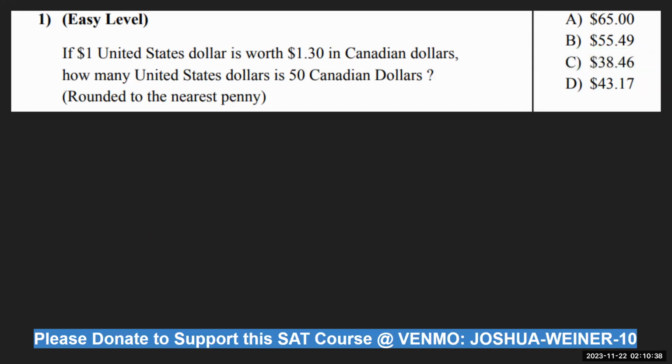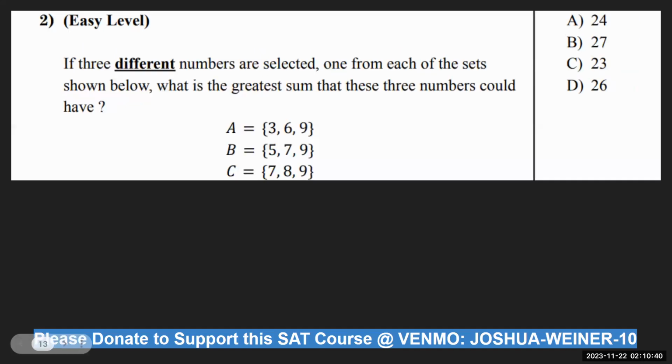Question number 2 reads, if 3 different numbers are selected, one from each of the sets shown below, what's the greatest sum that these numbers can have? So this one you can do by inspection. It's like a puzzle. Notice that 9 is the biggest number in all 3 sets, but we have to pick 3 different numbers. So it can't be 27. So we know B is wrong. It has to be a number less than 27.